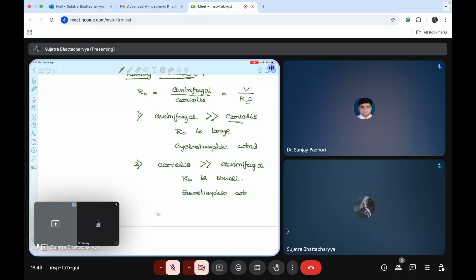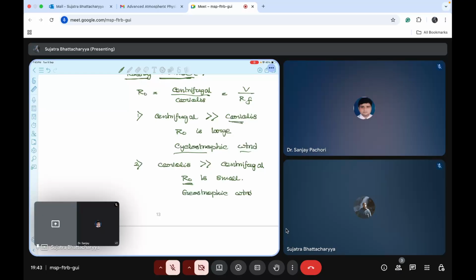Okay, so geostrophic wind is generally associated with smaller R naught or 0 R naught, and centrifugal wind becomes important when R naught becomes large, and geostrophic wind falls. That's a typical thing which I wanted to show.